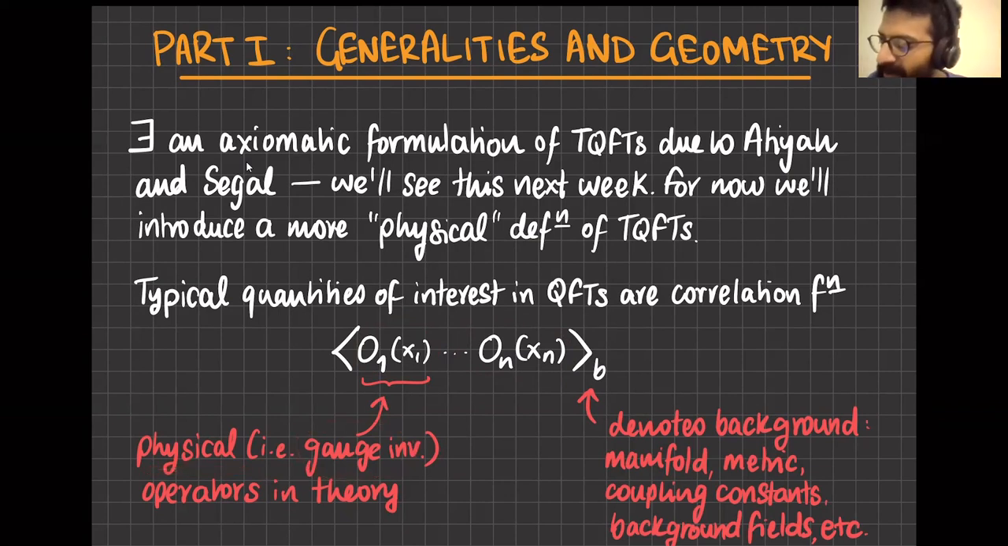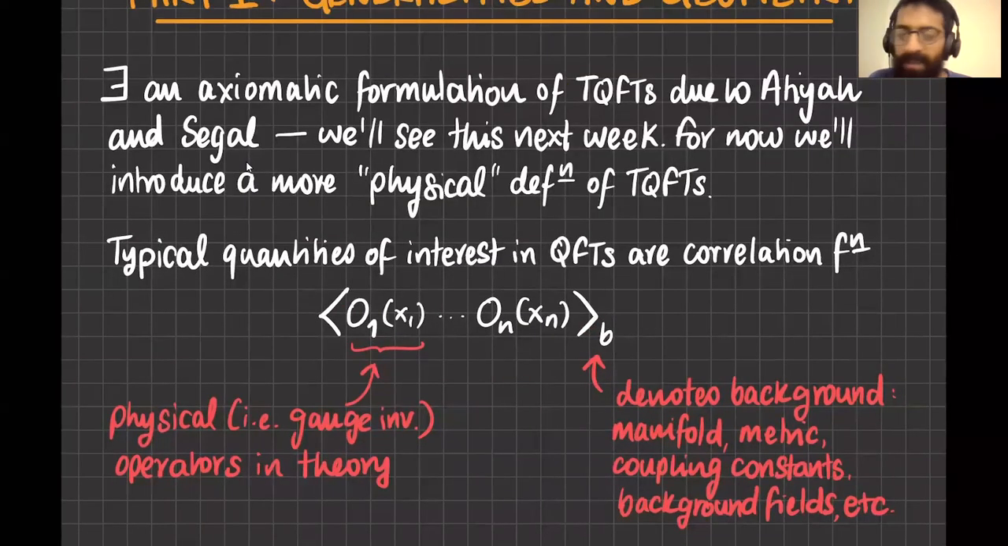We have physical operators and we want to compute their correlation functions, right? The subscript B here is supposed to denote a background. And when I say background, I mean any other data that you need to give me in order to define this quantum field theory. For example, what manifold is the theory being put on? Does the manifold have a metric?